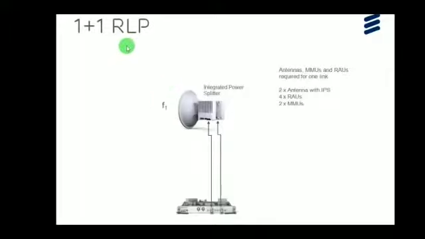1+1 radio link protection. The requirements are antennas, MMUs and radios for one link: 2 antennas with integrated power splitter, 4 radios at near and far end and 2 MMUs at near and far end. So we have installed the MMU, 2 radios installed with integrated power splitter in a single antenna. This is a near end. The same thing will be installed in the far end as well.